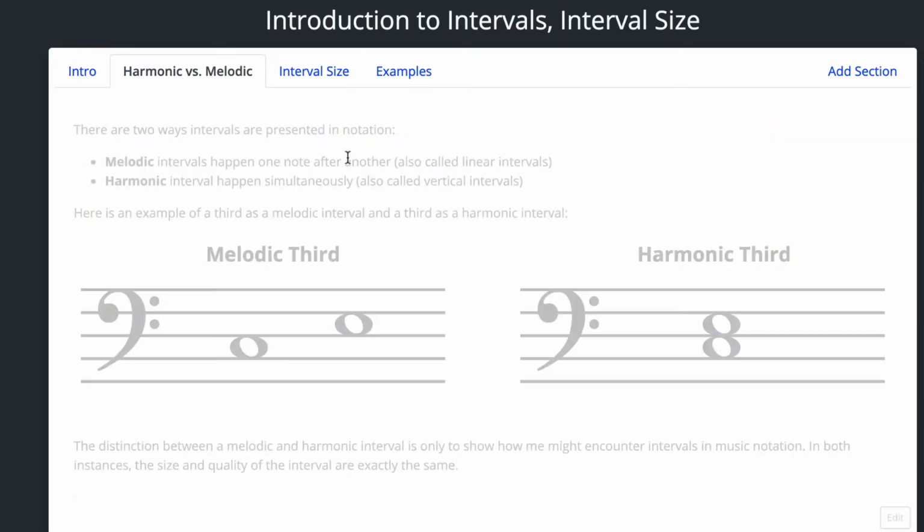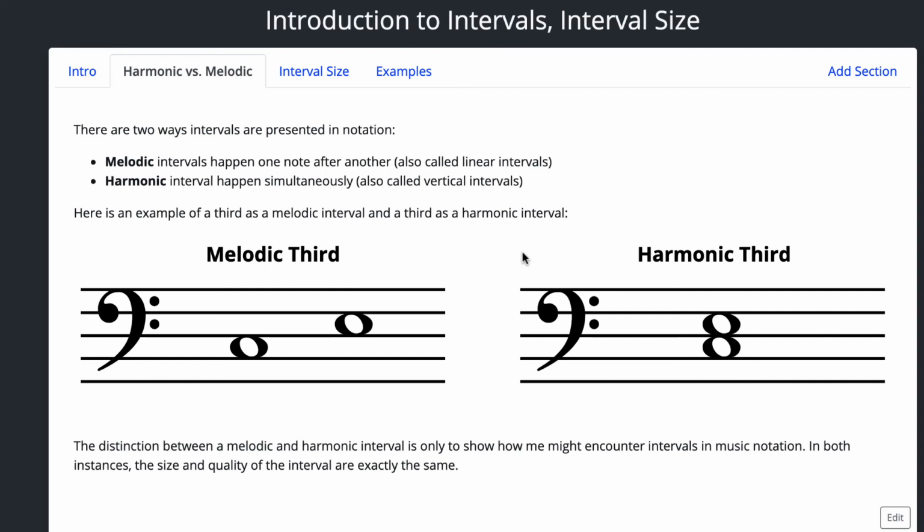Now there's 2 kinds of ways that we see or encounter intervals. One is called a melodic interval. That is when one note comes after the other, right? So a melodic third is having a C sound and then having an E sound just afterwards. So that is how the intervals or the distances between the notes work when you're, say, singing them or playing them on a violin or a cello or something.